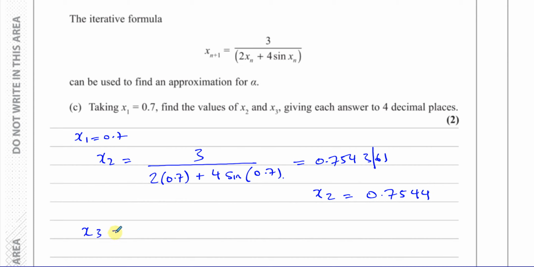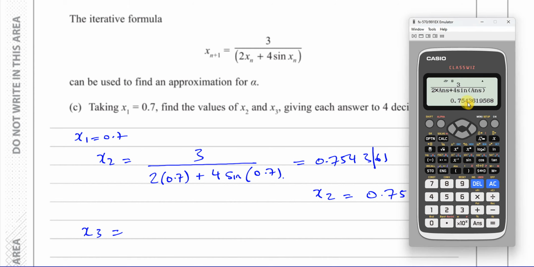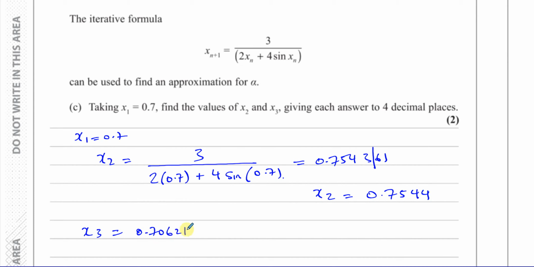Okay, and then x3, all I have to do now, I don't have to write this out again. I can just press equals now, because this is now x2. To find x3, I have to replace the xn with x2. If I press equals, it's going to do that, because in this place goes the last answer, which is x2. So I press equals again, and it's going to automatically give me x3. That gives me 0.706211. So x3 to 4 decimal places is 0.7062. So they ask us to just write those two down.